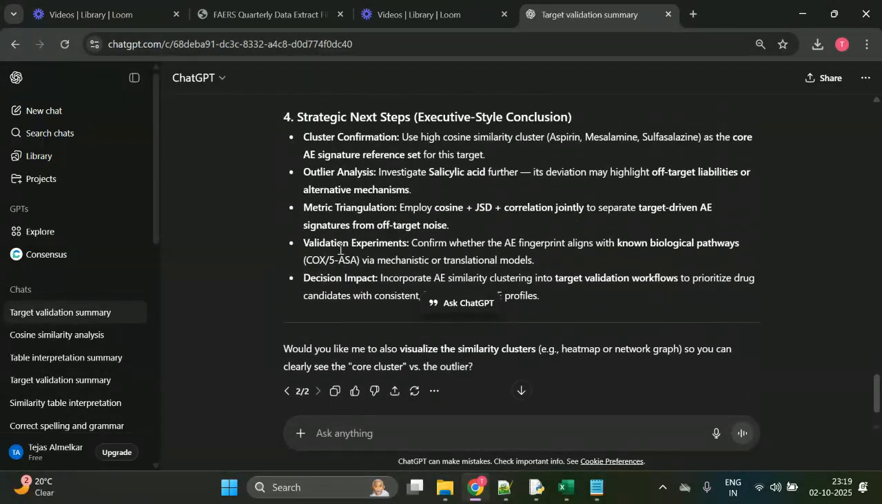Here, I have also asked the GPT to provide us the strategic next steps. The first one, of course, is the cluster confirmation. So we will have to use high similarity score as the core signature reference here. The next would be the outlier analysis. In this case, it would be to investigate salicylic acid further. Continue with our metrics and continue with our validation experiments, whether it actually aligns to what we have understood so far.